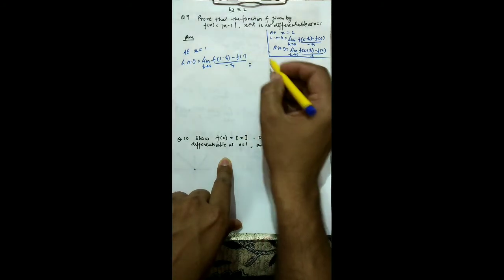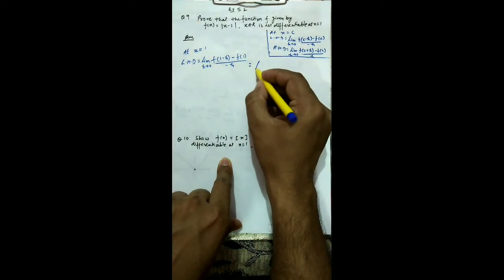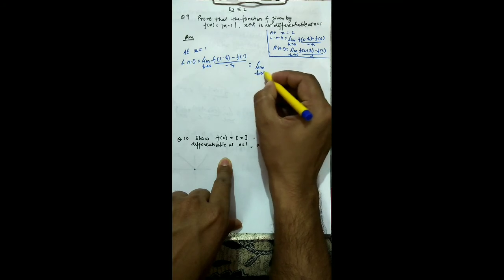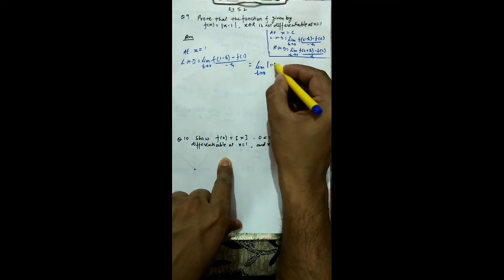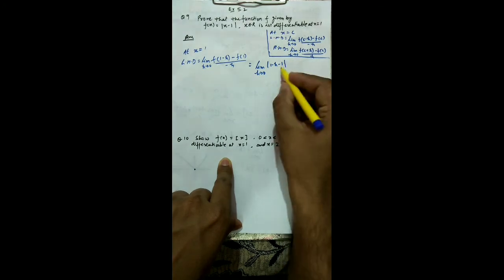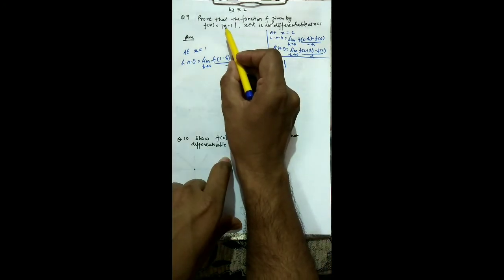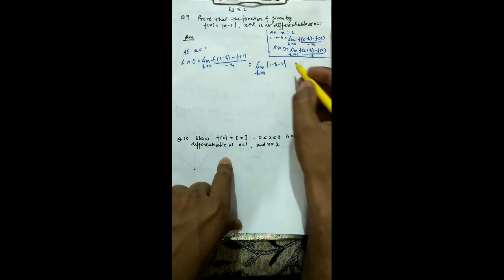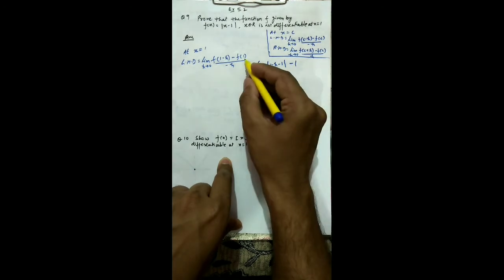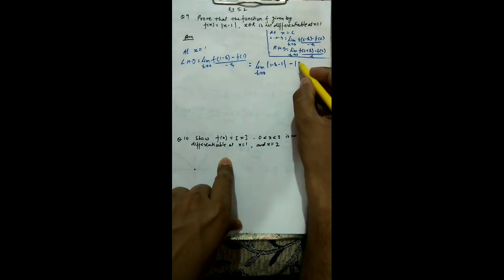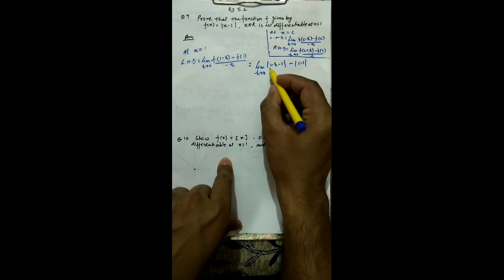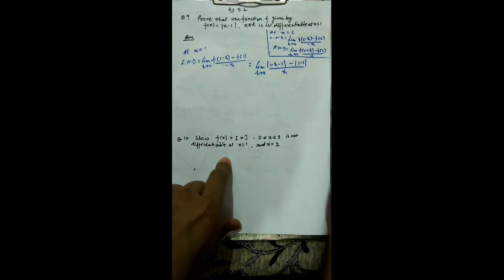So the value of this will be limit h tends to 0 of 1 minus h minus 1. I am replacing x by 1 minus h. So this is the one, and the next one is f1. So f1 is 1 minus 1, and you may write this denominator as h.